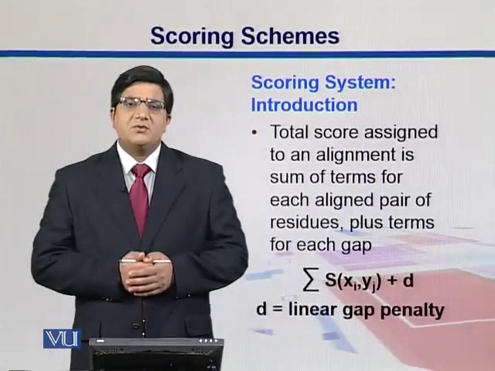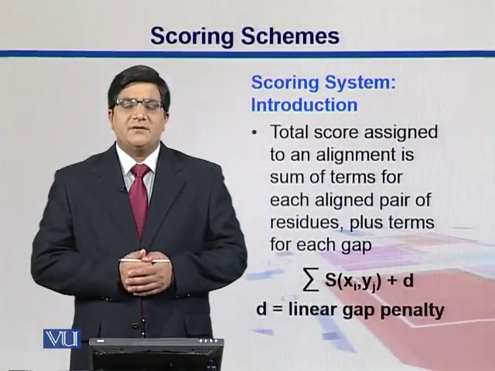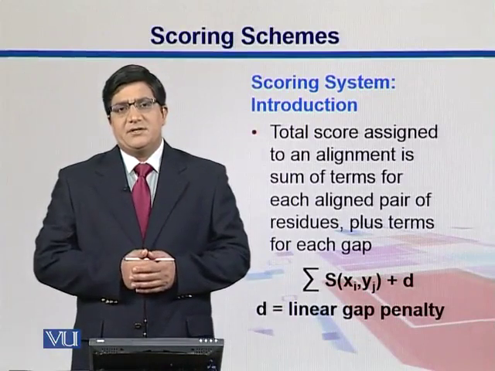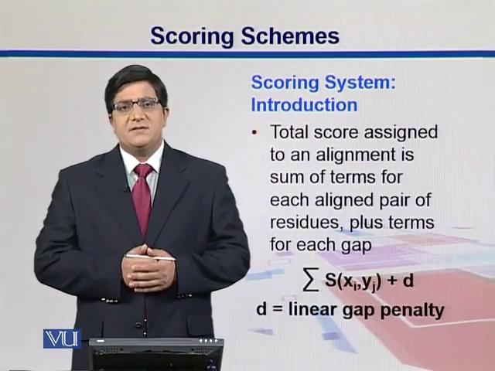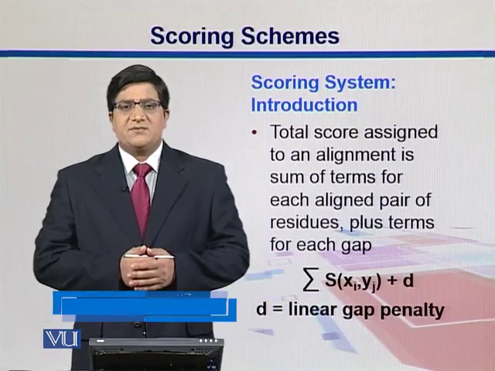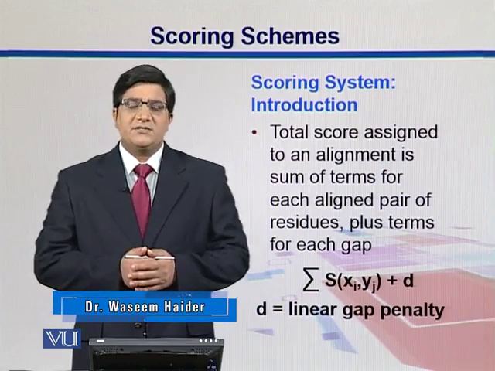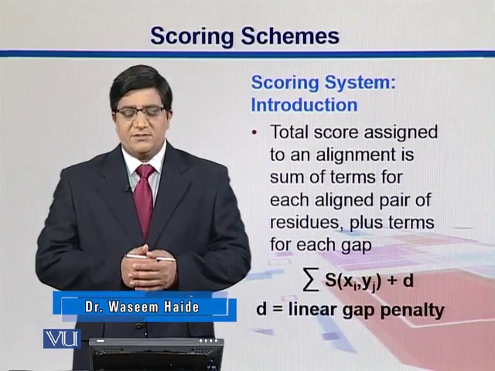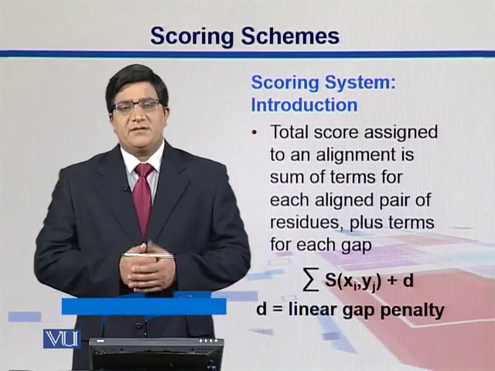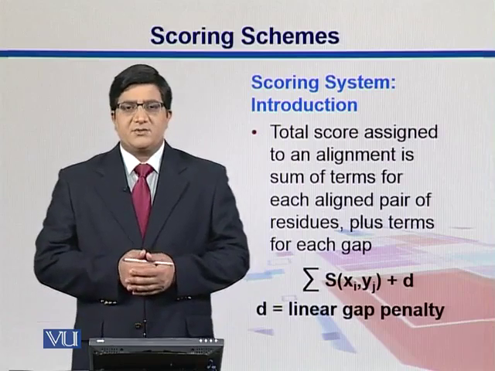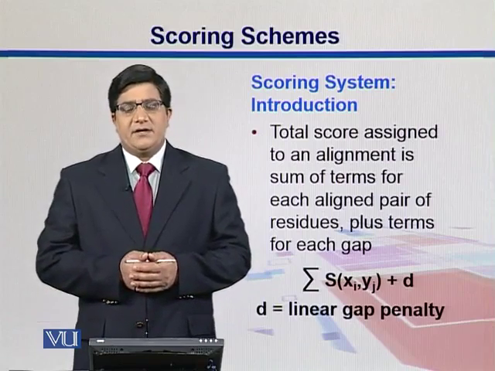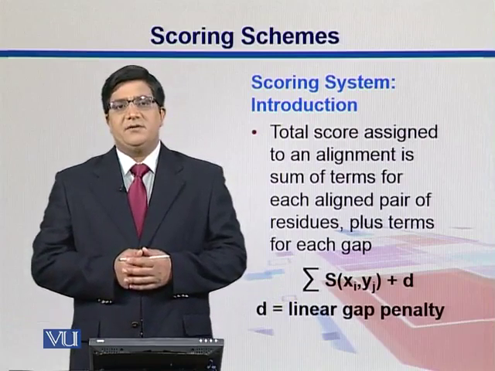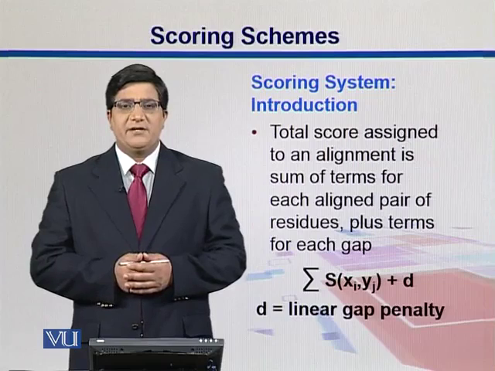It is really important to score the alignments in order to have an inference about the strengths of those similarities. So there are different scoring schemes which have been introduced. Scoring in general is done in this way: we take the score for each aligned pair, whether they are matched or mismatched, and in the end we add the gap penalties. For every gap we apply a penalty, which we call a gap penalty.